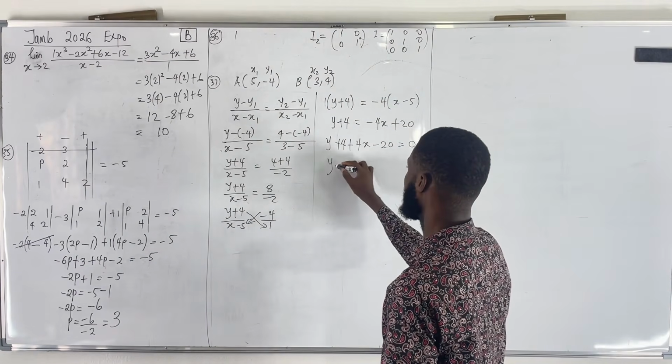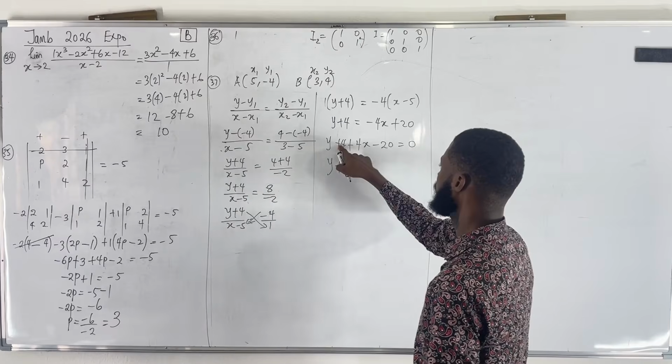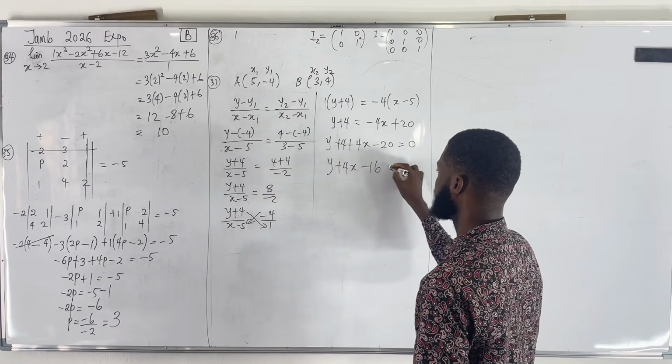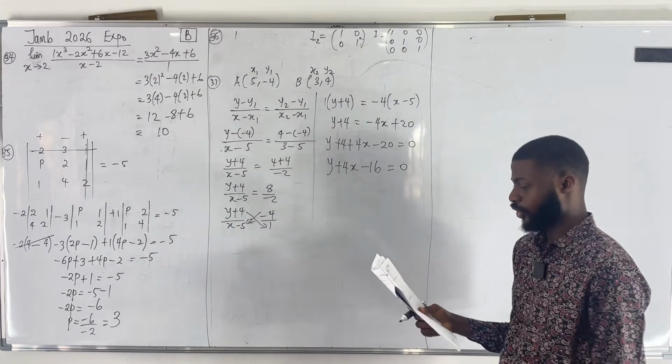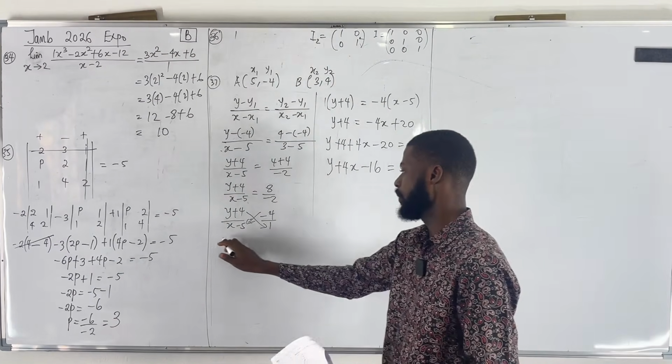So this will be y plus 4x. 4 minus 20 is minus 16 equal to 0. So the answer to the equation is going to become A. That is the answer to the equation.